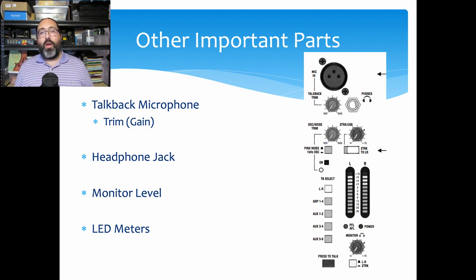So other important parts that you might want to use on this console if you ever have to use it. One is the talkback microphone. It's that XLR jack right there. There is a trim, which is really the gain knob for it. They call it a little bit different because it is actually attenuating the signal instead of amplifying it. Just to the right of that is the headphone jack. This is very important because this is where you put your headphones in, and then you would hit that solo button on this console. It's the PFL button, and then you would be able to listen to whatever is happening on that channel.